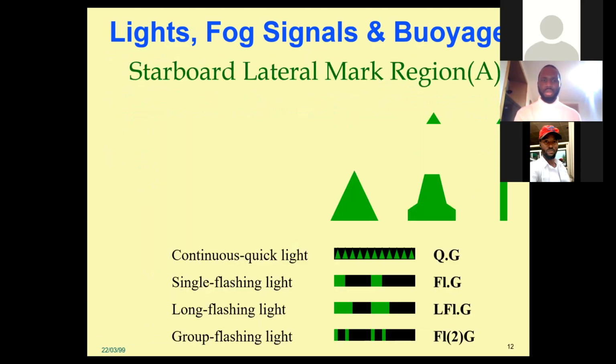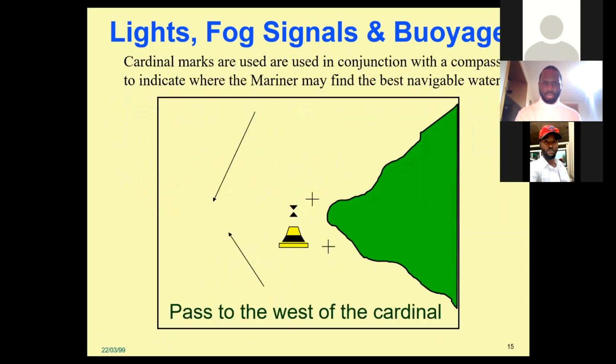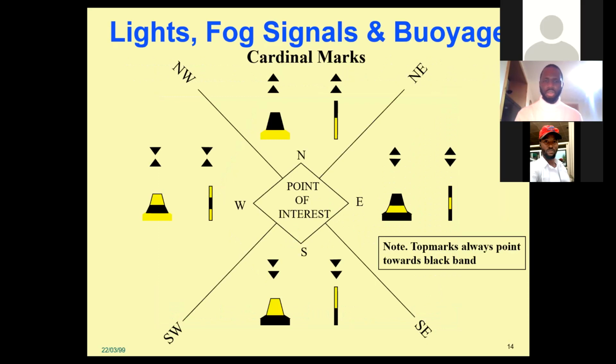Now I want to shift this away and come down to our cardinal marks. We have the North Cardinal Mark, the East Cardinal Mark, the South Cardinal Mark, and the West Cardinal Mark. There is a reason why I put this right there, the place I call the point of interest. What does the point of interest mean? Anyone?